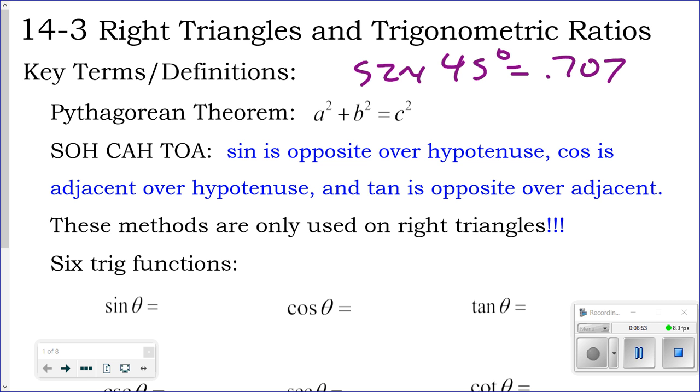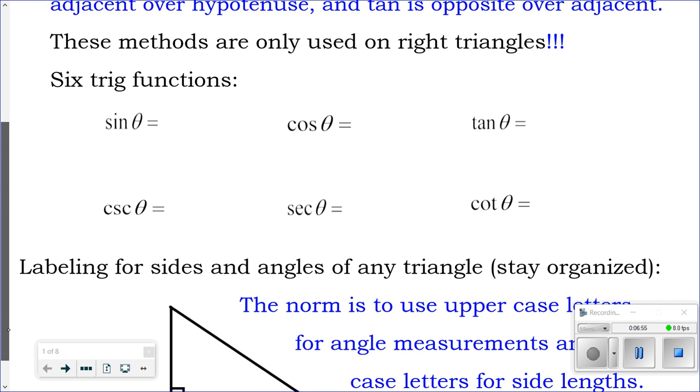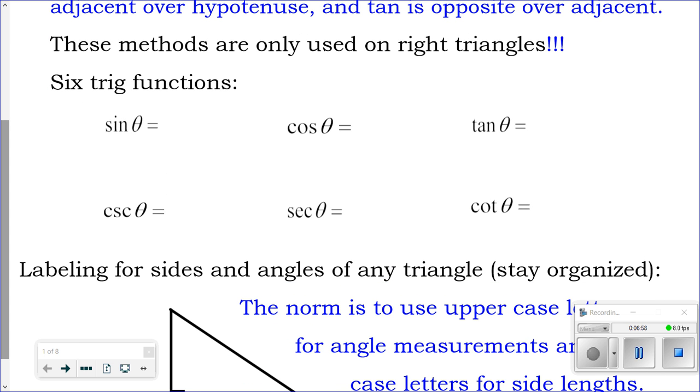So what does that mean? Okay. Now, I'm not going to worry about the ones on the bottom. There are 6 trig functions.